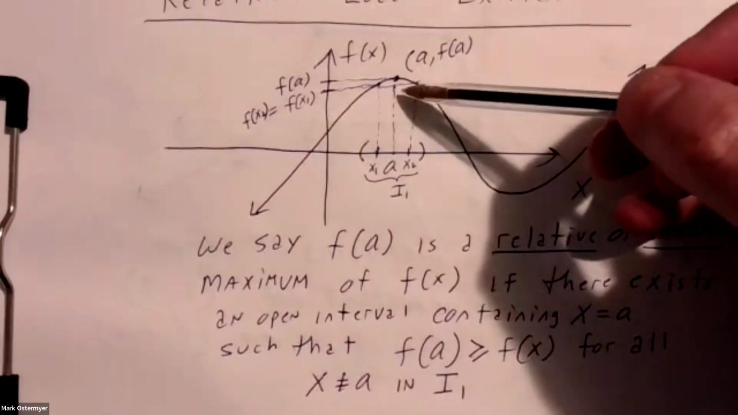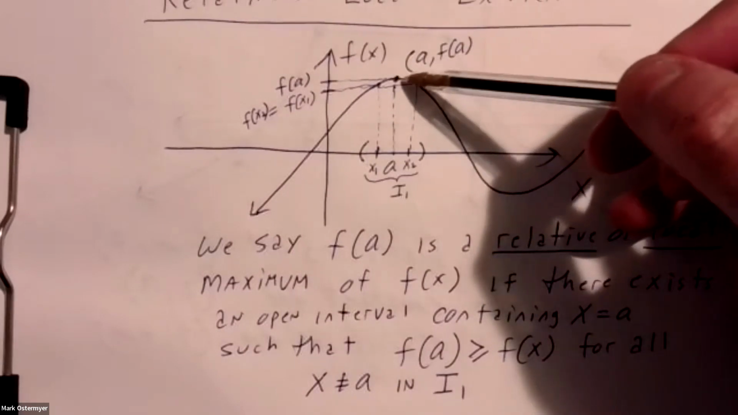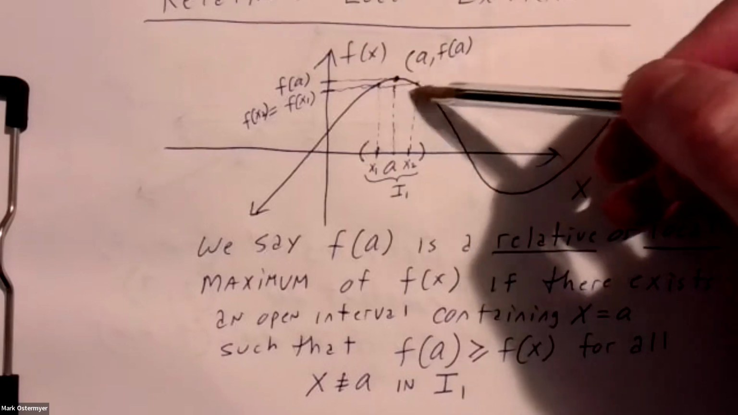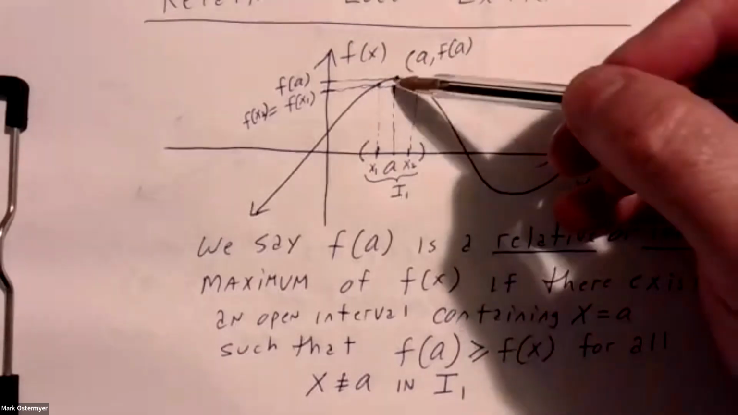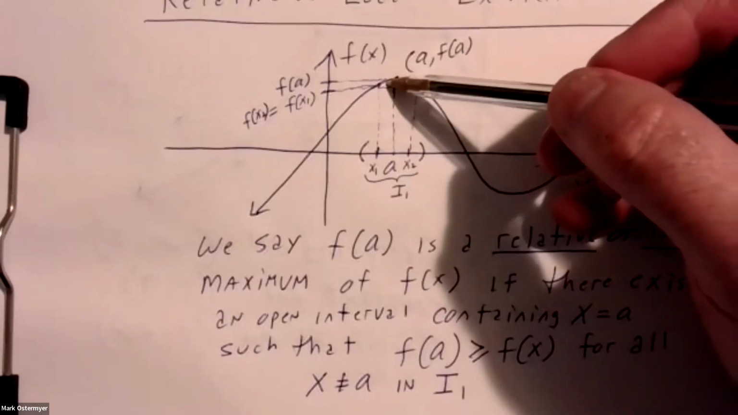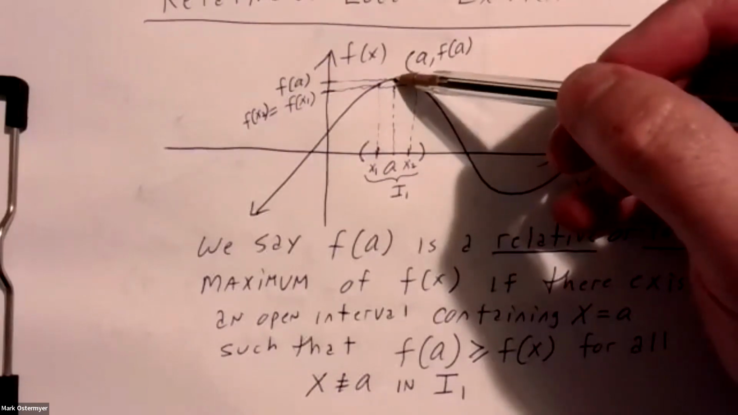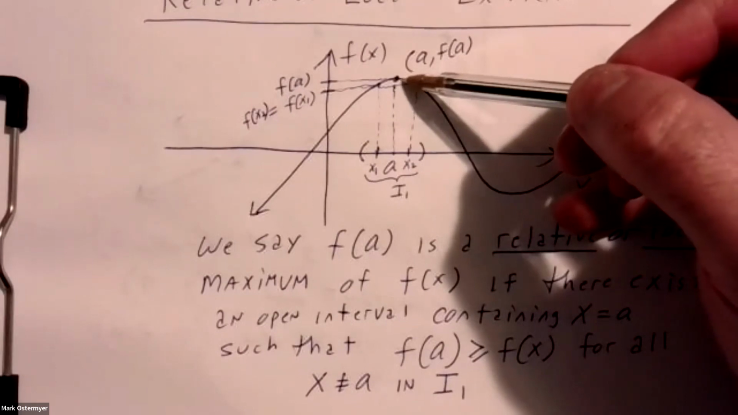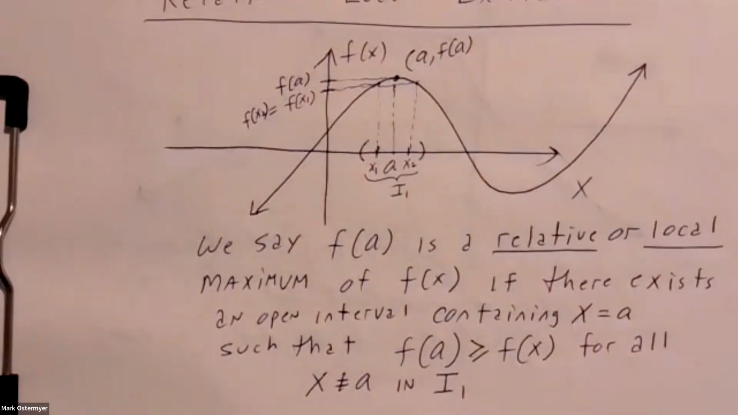Think of it this way: this point f of a is the highest point on the graph in this little local neighborhood, or local vicinity, or little local interval. If you go a little bit to the left of this point, you fall down on the graph. You're a little lower than this point. You go a little bit to the right, you fall down to a point that's a little lower. That's why we classify this point as being a relative or local maximum for f of x. Does that make sense?